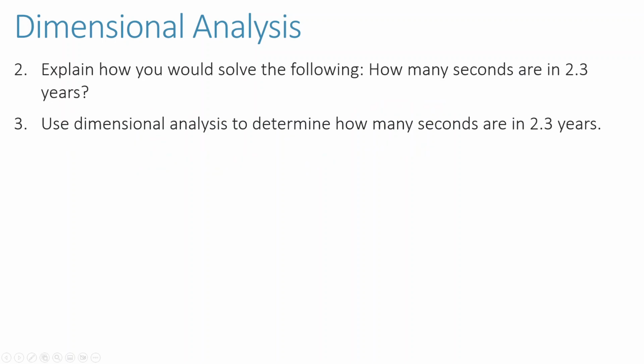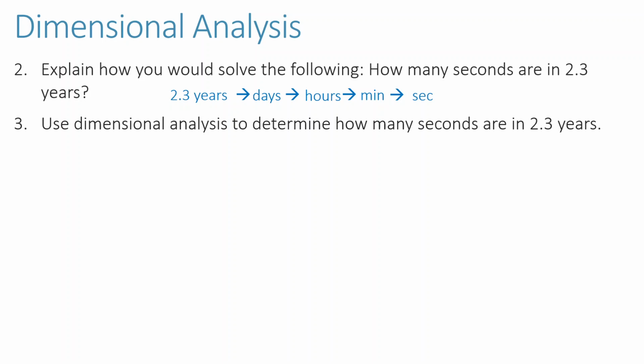So let's think about this problem here and try to use dimensional analysis. So we want to know how many seconds are in 2.3 years. So let's think about this. If anybody knows how many seconds are in a year off the top of their head, then they could probably just do this in one step. But I don't know that off the top of my head. So I do know how to convert years into days, and I do know how to convert days into hours, and hours into minutes, and then into seconds. So this is going to be our plan here.